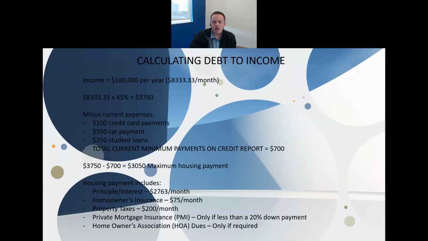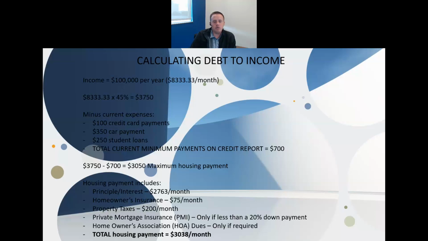These figures are based on rates as of today, September 22nd, on a $400,000 loan amount of a $500,000 purchase price. So principal and interest is 2763. Homeowners insurance is approximately $75 a month, and property taxes approximately $200 a month. So what that comes to is our total housing payment, 3738 per month.